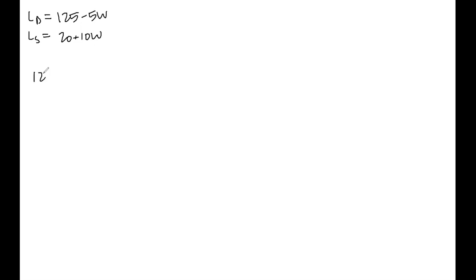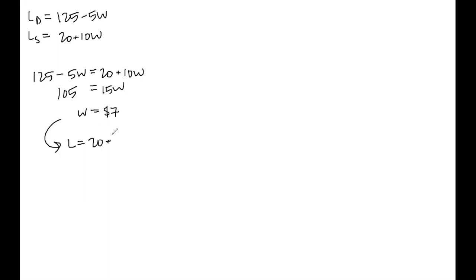Equilibrium, we can just set them equal to each other. So 125 minus 5W equals 20 plus 10W. Adding 5W to both sides, we get 15W on the right. Subtracting 20 from both sides, we get 105 on the left. And then dividing each side by 15, we get an equilibrium wage of $7. You can plug that back into either one. I'm going to use labor supply. So equilibrium labor is going to be 20 plus 10 times 7. So 20 plus 70 is 90. That is our very quick solution to equilibrium for this problem.